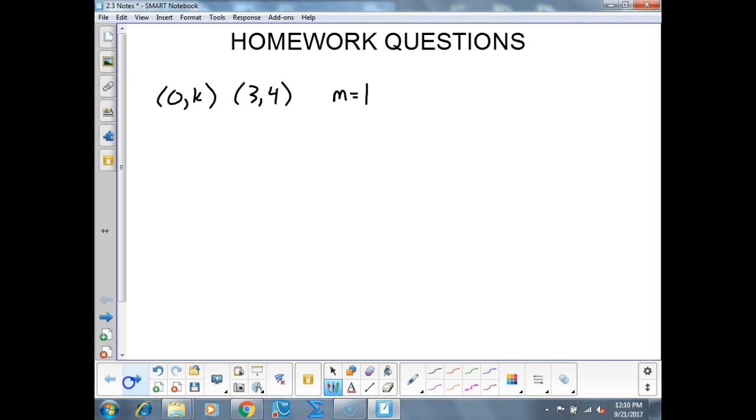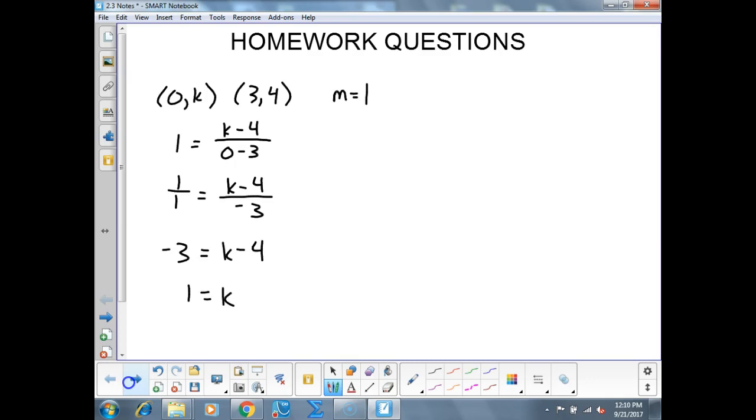So on this one, I would say here that 1 is equal to k minus 4 times 0 minus 3. So that's going to be 1 over 1 equals k minus 4 over negative 3. So negative 3 equals k minus 4, so k equals 1.